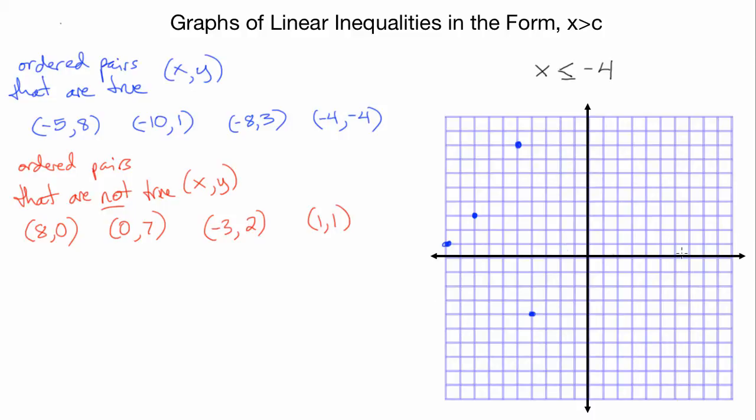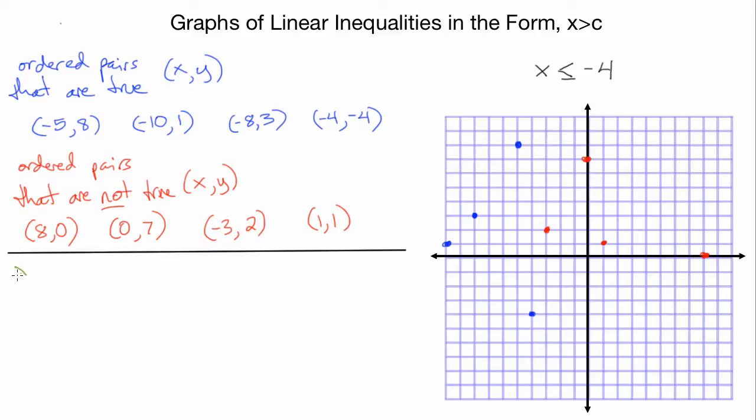All right, so let's graph all these. 8, 0 would be right here. 0, 7 would be here. -3, 2 right there. And 1, 1 right there. So you can kind of see a pattern. Looks like the blue ones are on the left side, the red ones are on the right side. But there we go. We've got some points. We're thinking about what points work and what points don't work. Let's go into thinking about how to graph general equations then.